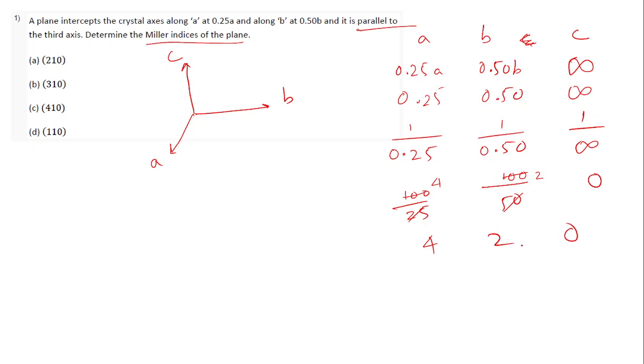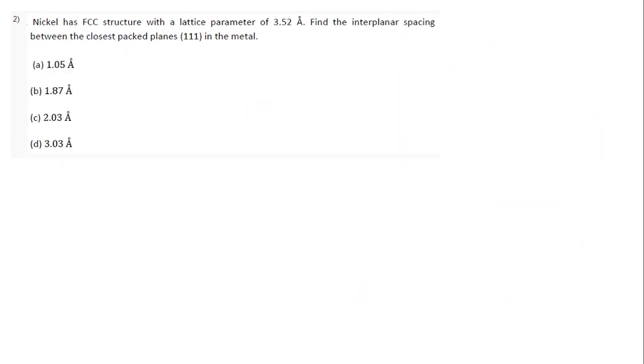Now although they are integers, the next step is to reduce this to the smallest numbers. That we'll do by dividing by 2. If I divide all these numbers by 2, I'll get 2 here, 1 here and 0 here. So this smallest reduced integer set 210, put in parentheses, will give me the Miller index. (210) is the correct answer. Next question.